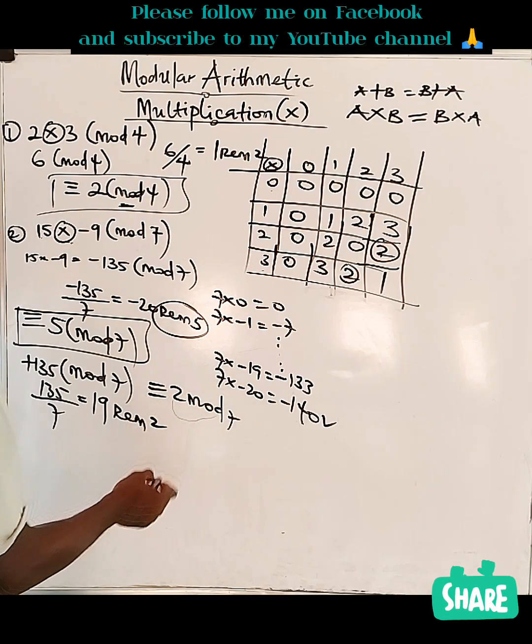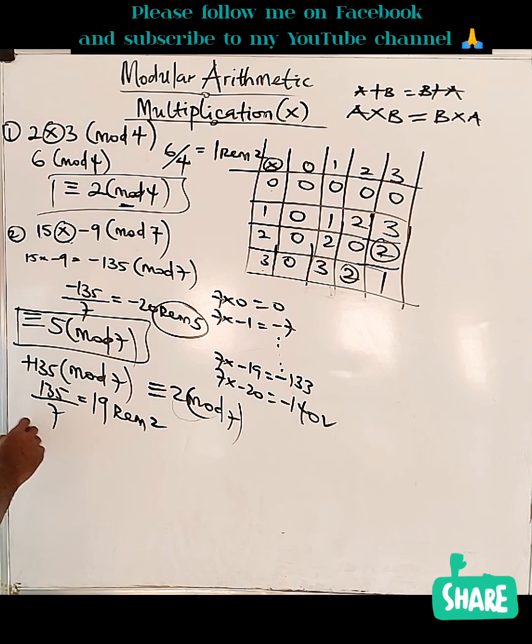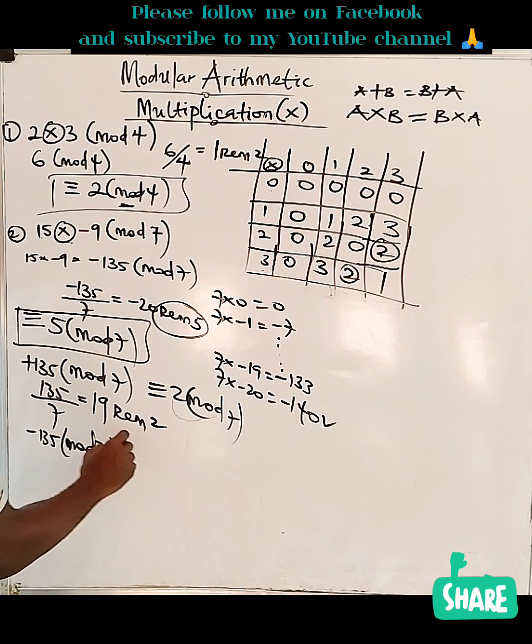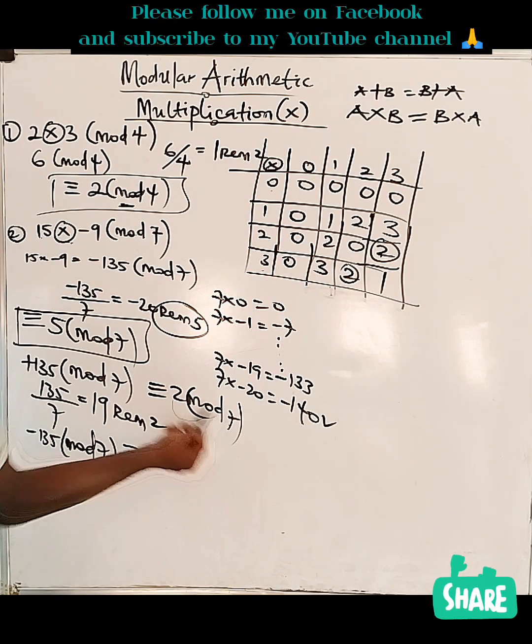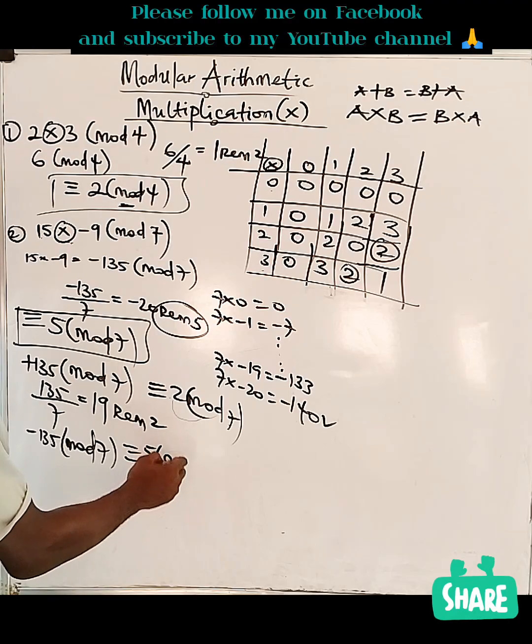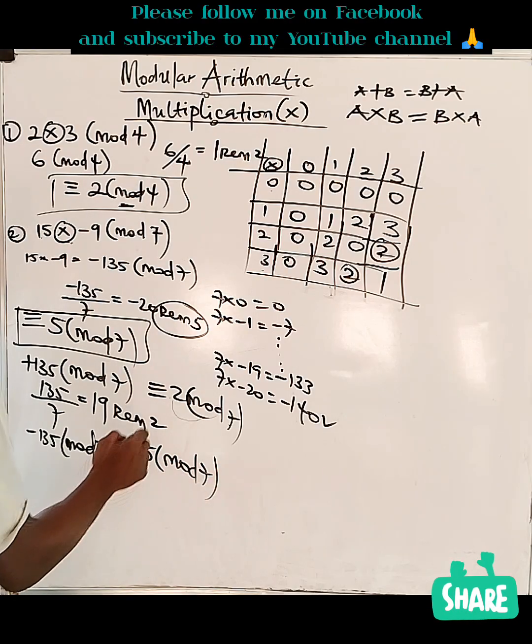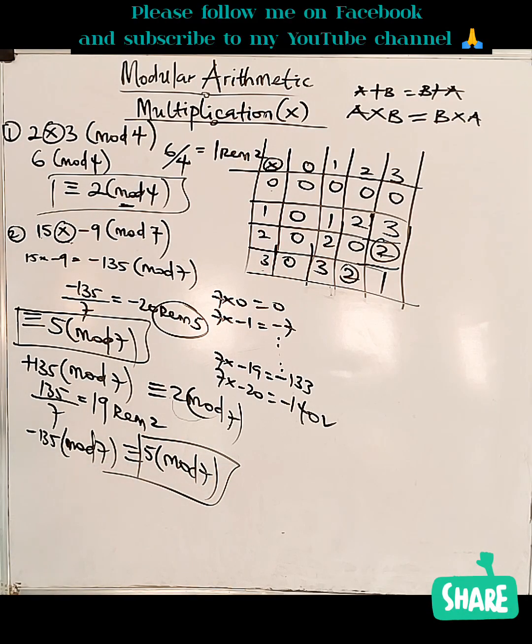So if this is 2 modulo 7, what does it mean? It means minus 135 in modulo 7 will give us 7 minus 2, which is 5. 5 modulo 7. The same result, different route. So this is the second worked example under multiplication.